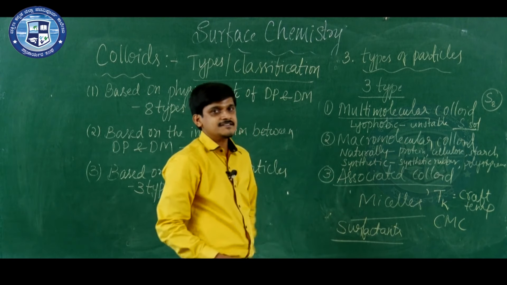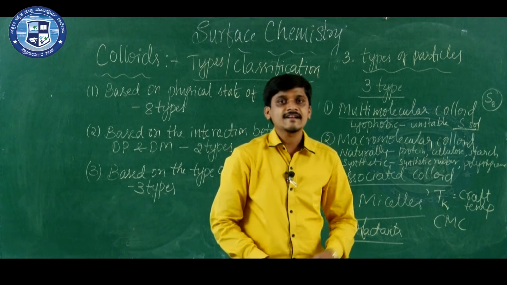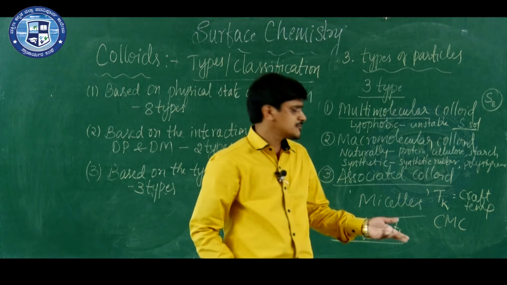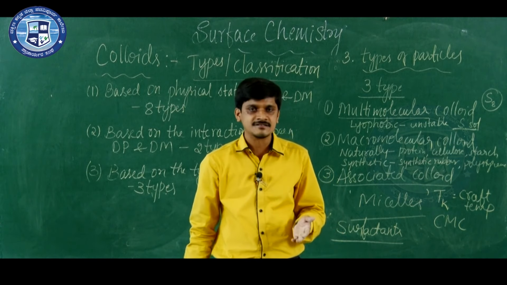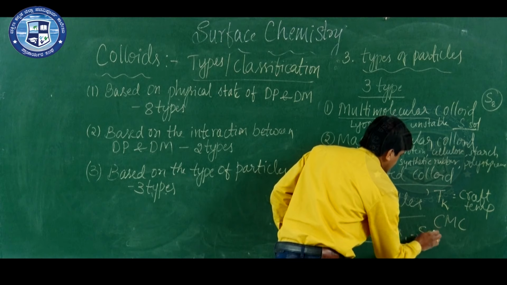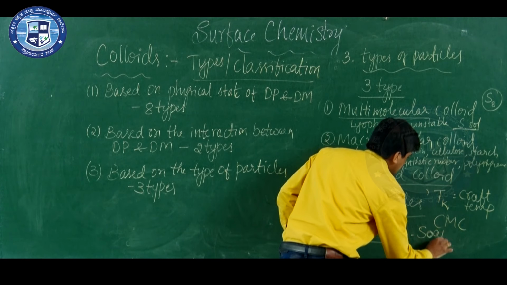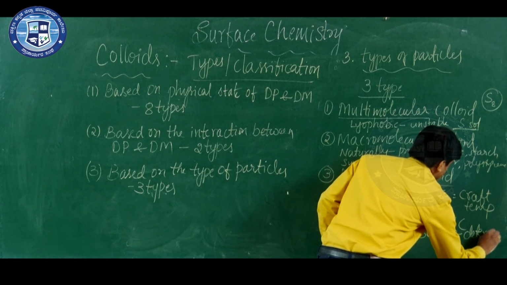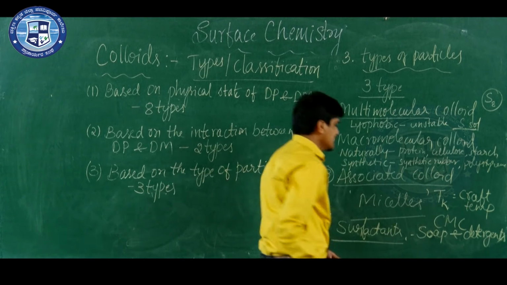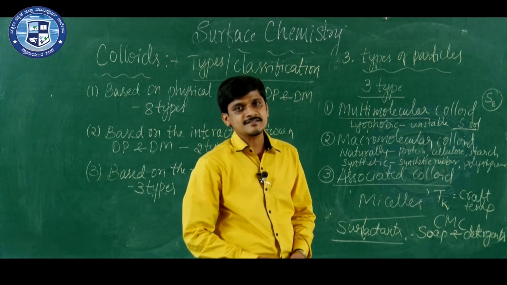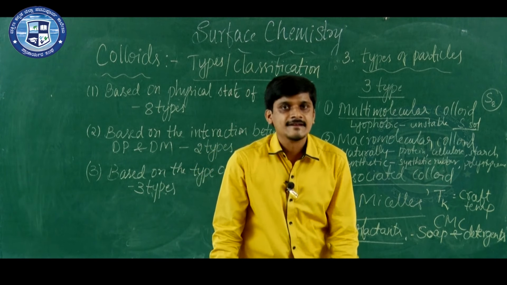Surface active agents or surfactants can be examples of associated colloids. What are those surface active agents or surfactants? They are soaps and detergents. You can take the example of soap and detergent. Soaps and detergents are called surfactants or surface active agents.